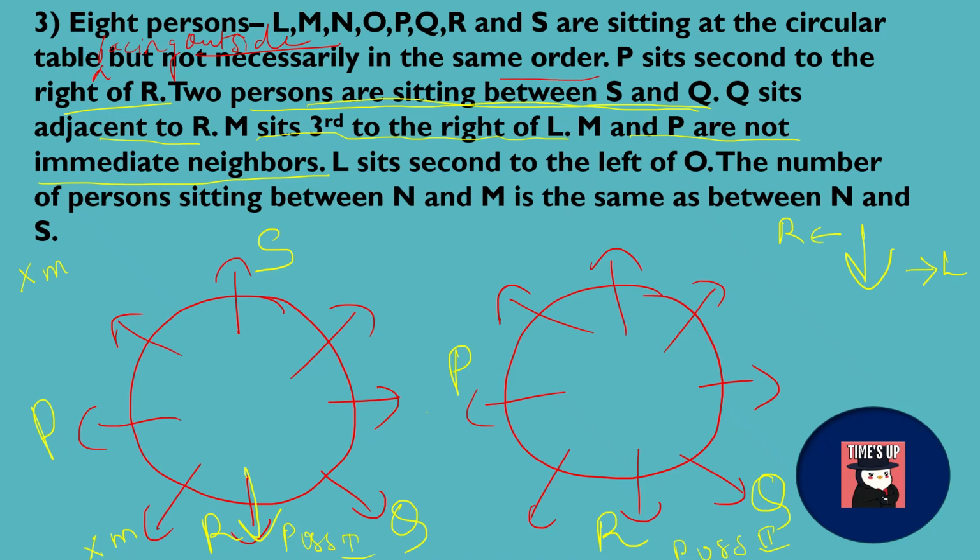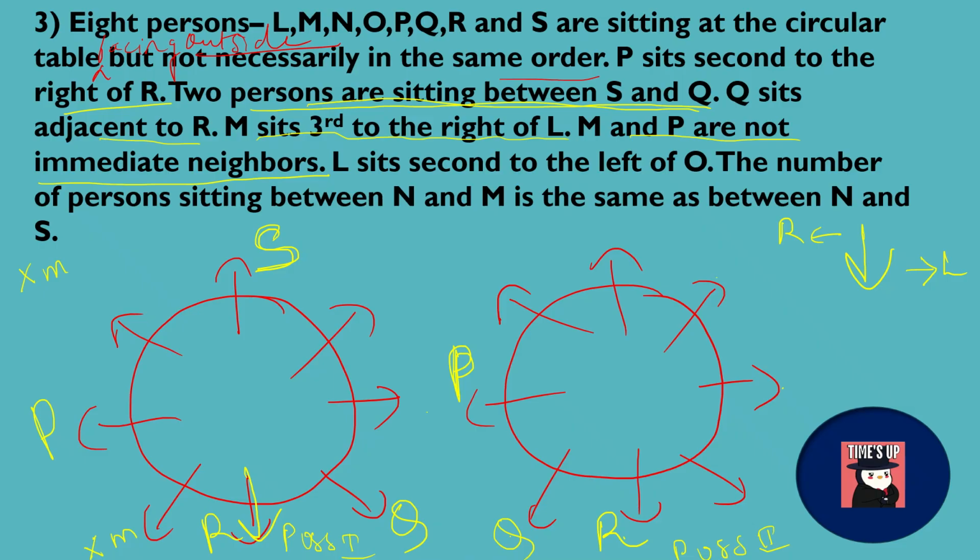That means the second possibility will be wrong. See, two places between Q and S. In the first possibility I'll place S here. In the second possibility I thought I'll place S here. 1, 2. But already P is placed here. So the second possibility is wrong. Then another thing I can think is that Q sits adjacent to R. So if Q can be here, Q can be here also. So I'll use that possibility.